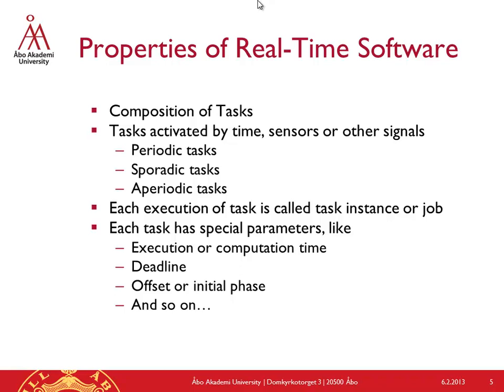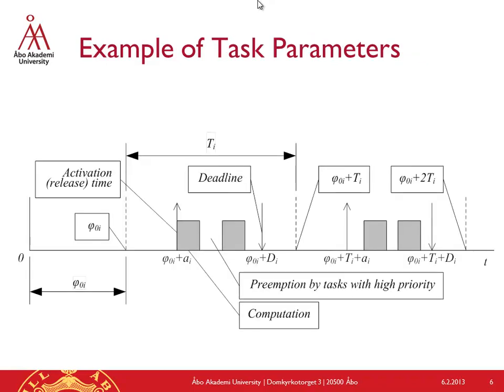There might be some other additional parameters like an offset or initial phase, activation time, start time, or finish time. There might be a very big number of these timing parameters for tasks. I'm not going to enumerate all of them. Perhaps you already know them, or it's not a big problem to get them from the literature. I can show you with this slide how these parameters might be defined for one particular example of a periodic task.